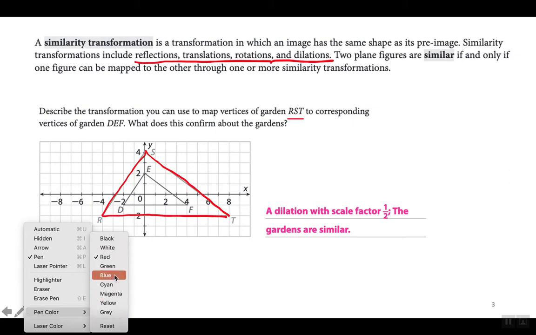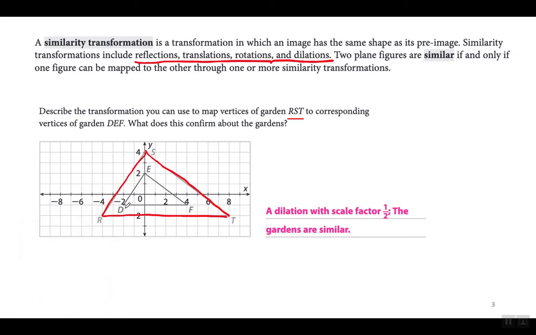Let me do that one in blue. All right, so we're starting with the big one and we're making it smaller. So it appears to be the same exact shape, just smaller. So that means that yes, they're similar. Okay, so they want to know, did you do a reflection, a translation, a rotation, or a dilation to make it smaller? It's a dilation with a scale factor of 1/2.